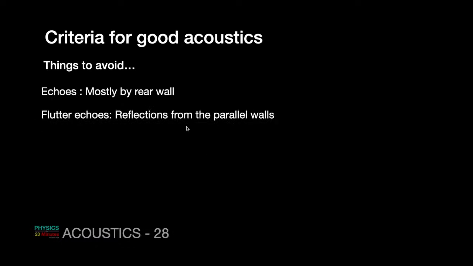Flutter echoes are the reflections from parallel walls. Typically, this problem comes in auditoria which are narrow and long. If the width is less, then the sound reflects from both sides and creates echo. That is called flutter echoes. That needs to be avoided, again by putting suitable absorbers and reflectors on the side walls.